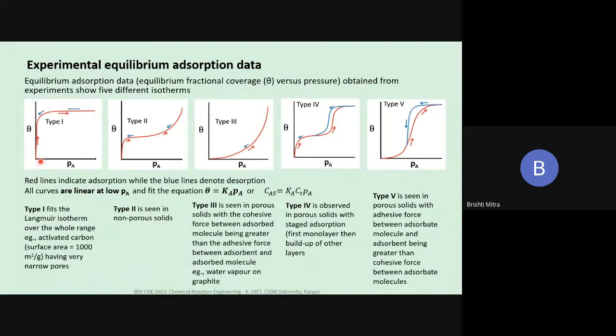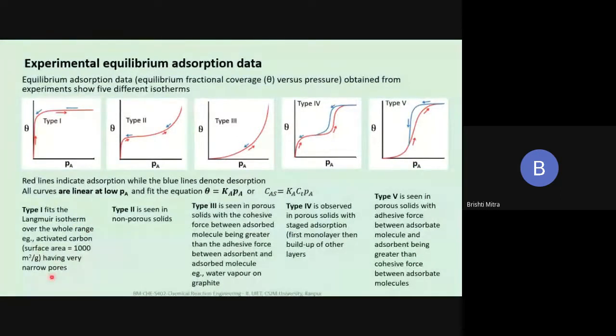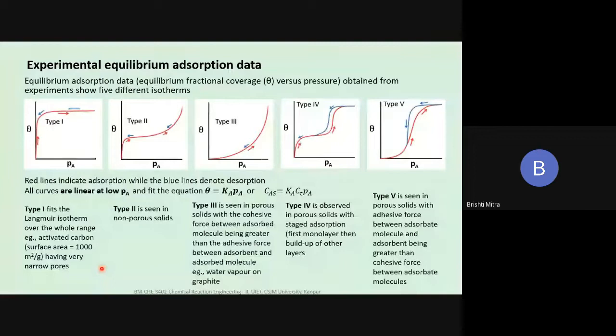For example, the first one out here has a linear increase and then a flattening. This is the type 1 type, which fits the Langmuir isotherm over the whole range. An example of something like this is activated carbon, where the surface area is equal to 1000 meters square per gram, and it has very narrow pores. When we have very narrow pores, we do see this kind of behavior.